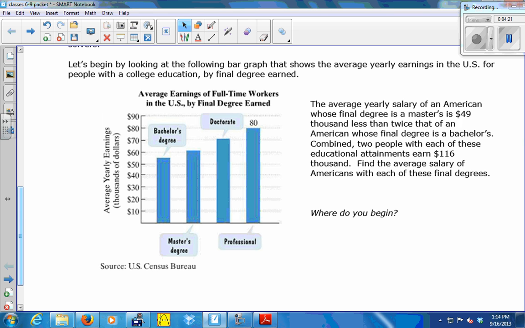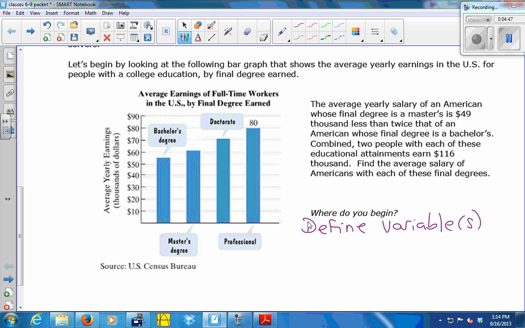Where do you begin? What do you think? Okay. A step before that, what is x representing? Define some variables. Okay, so we're going to define some variables. Okay, so what I suggested in the last question, in the last story opportunity, was to find the question and use that to help you define your variables.